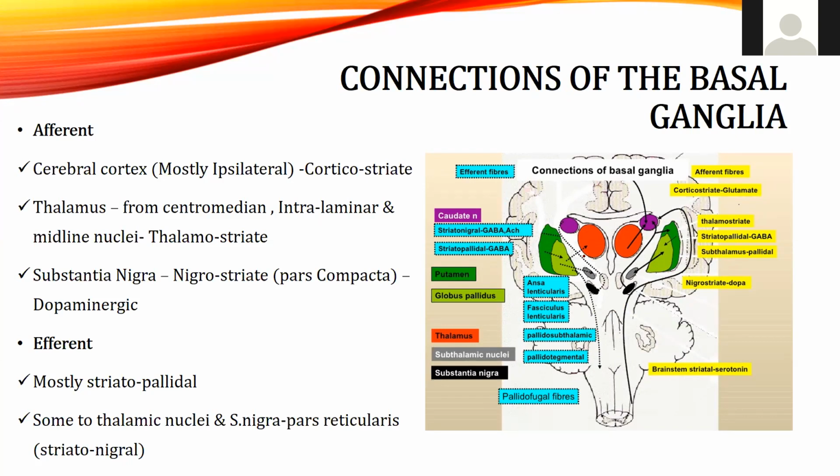On the left, we have the different connections which are efferent. As we said before, we have the striatonigral GABA and acetylcholine neurons. We have the striatopyramidal GABAergic neurons. We also have these connections from the globus pallidus, these fibers which are sent from the globus pallidus directly to the thalamus. We have the ansa and trace.